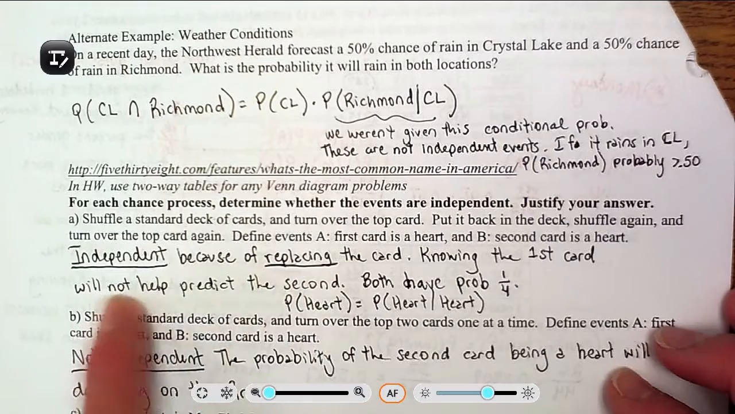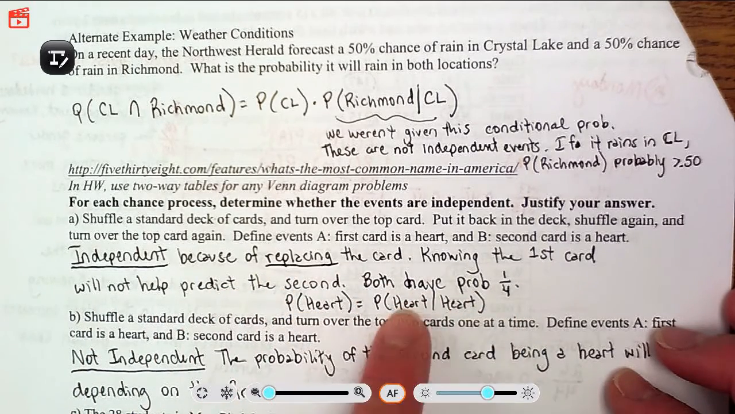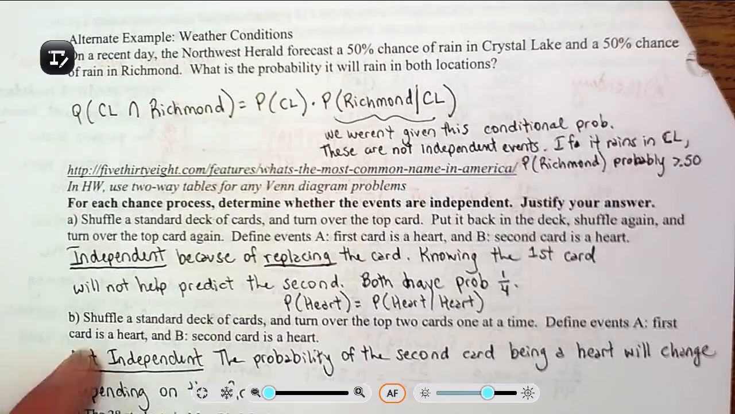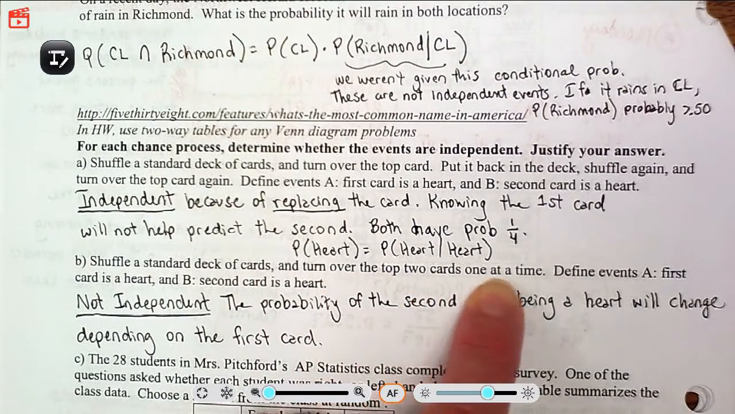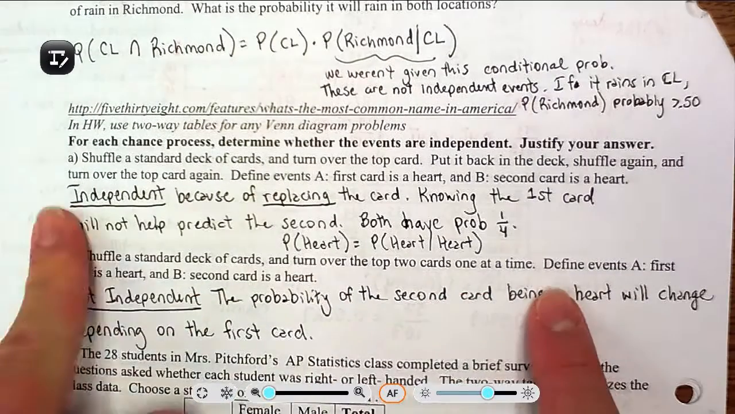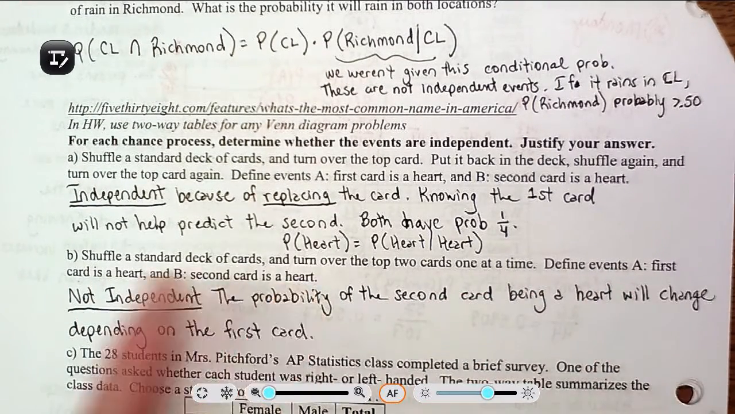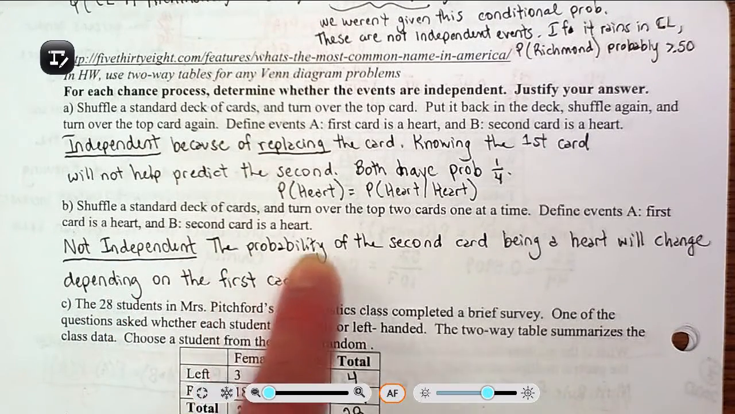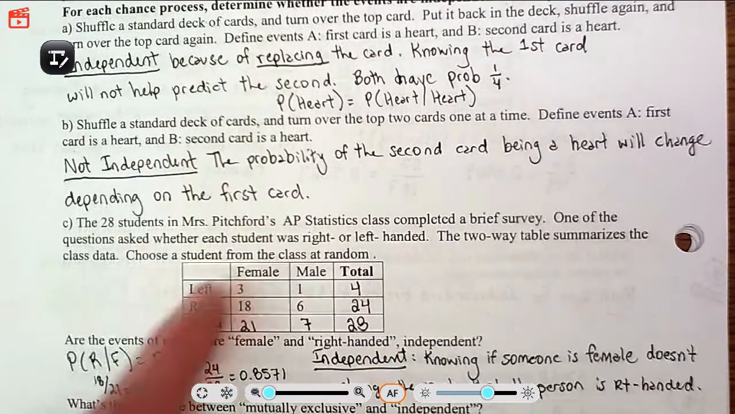Knowing the first card will not help you predict the second. Both have a probability of 1/4, probability of heart, and a probability of heart given a heart is still 1/4. Now shuffle a standard deck of cards and turn over the top 2 cards one at a time. Boom, boom. Okay, they're both laying there. Define events A, the first card's a heart, and B, the second card's a heart. These are not independent events. The probability of the second card being a heart will change depending on the first card.